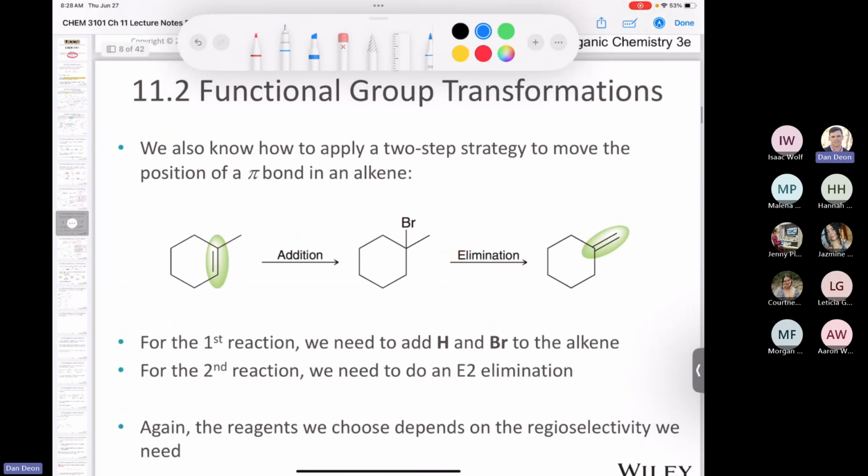Let's see here. What else? Let's say you want to move a double bond. Okay, we did this quite a bit this semester, where we took a substituted alkene and then we made a less substituted alkene.